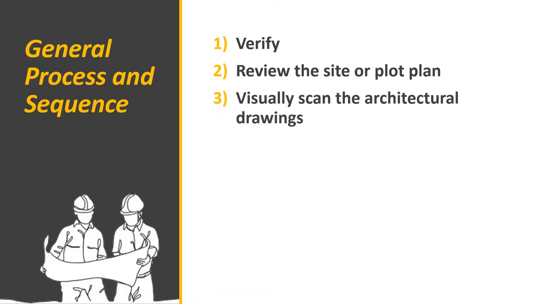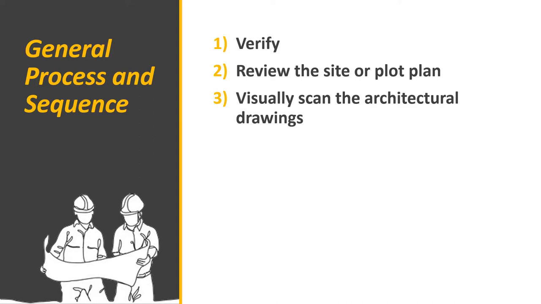Third, you visually scan the architectural drawings. That is also to get a better overall understanding of your project. You look at the title block to extract information. The title block is on the first page or located on every page of the building. That is where the information pertaining to the project is, such as the consultant name, client name, and project title.